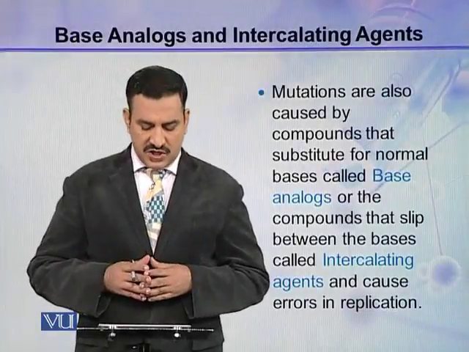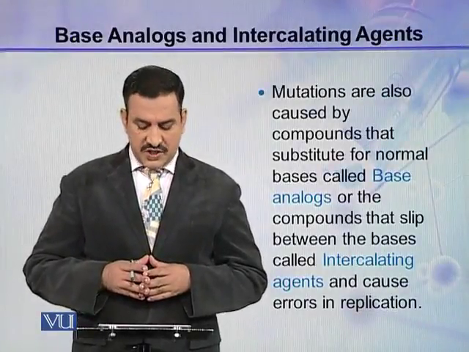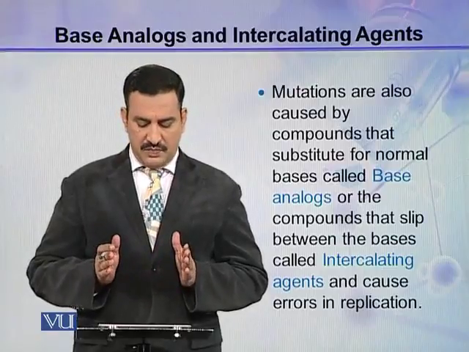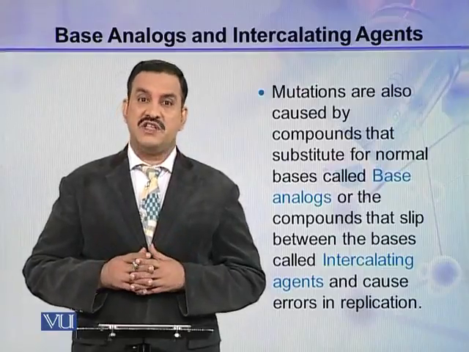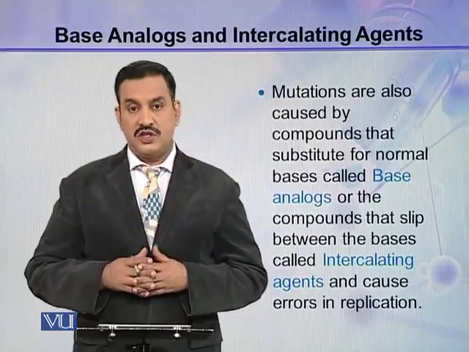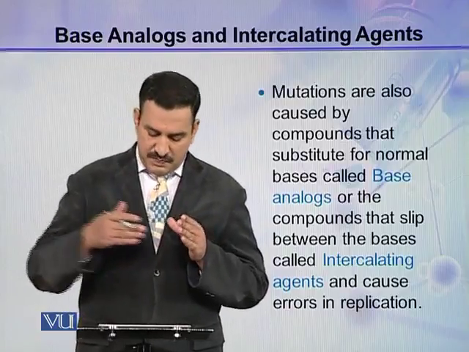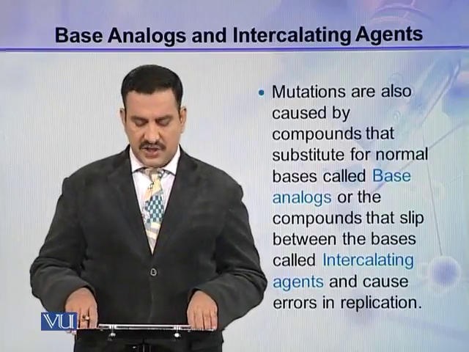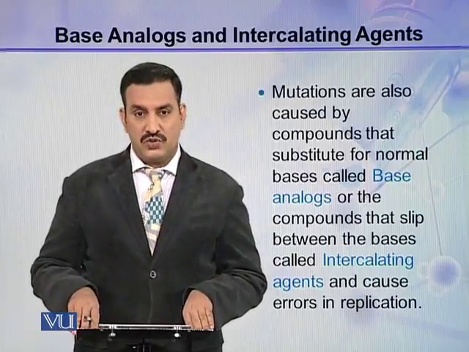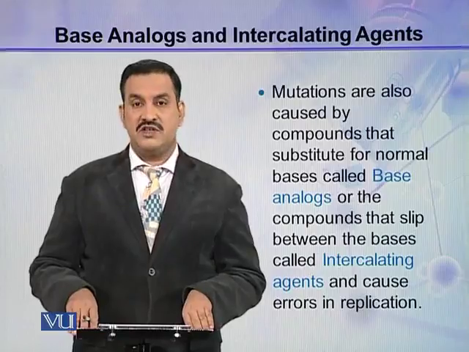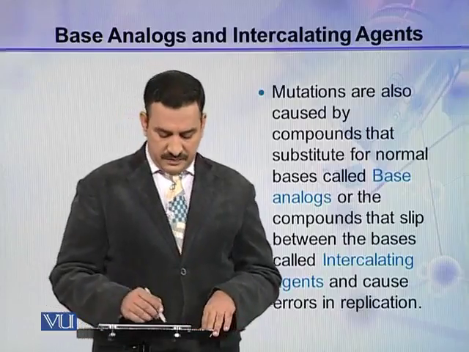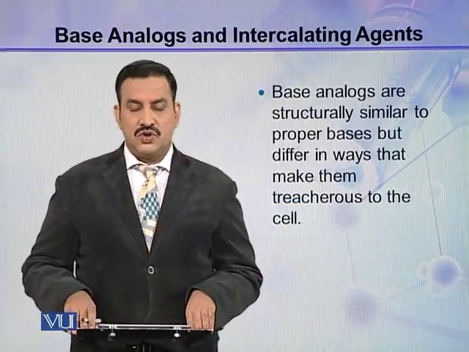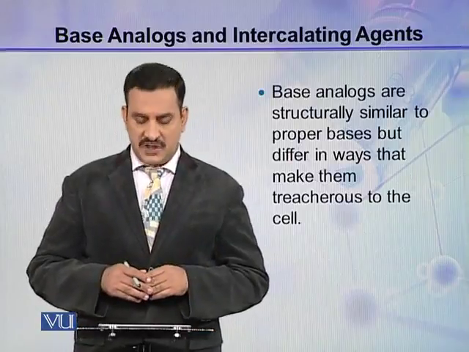Mutations are also caused by compounds that substitute for normal bases, and these are called base analogues, or the compounds that slip between the bases, and these are called intercalating agents. Both of these cause errors in replication. So first let us see base analogues.